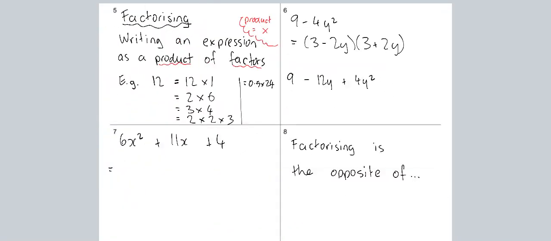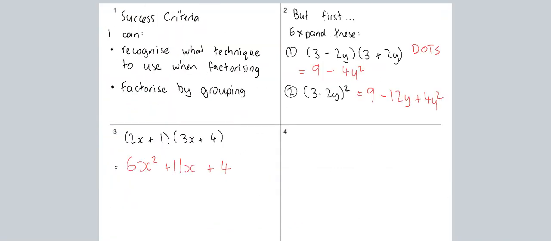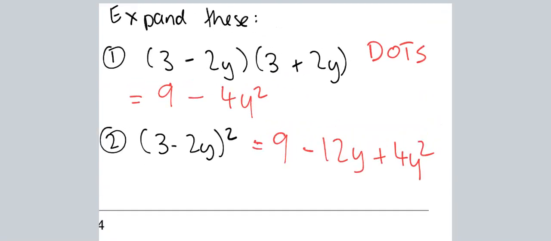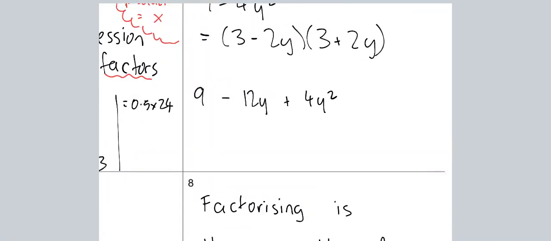9 minus 12y plus 4y squared is simply a perfect square. Look at example 2 there. So I didn't expect you to be able to factorise it, but you had the answer already. So it wasn't quite as mean as you thought. So 3 minus 2y all squared.